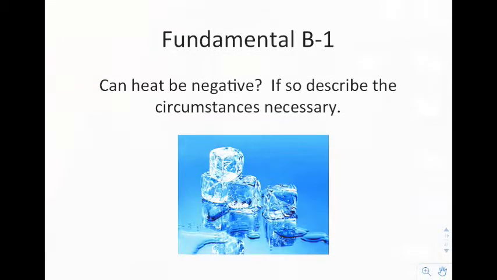So it says, can heat be negative? If so, describe the circumstances that are necessary. If we look at our equation, Q equals Cm delta T, we have to look at every variable. C can never be negative. It has to be positive, because that's the energy required to raise the temperature 1 degree. Mass has to be a positive value as well, because you can't have negative mass.